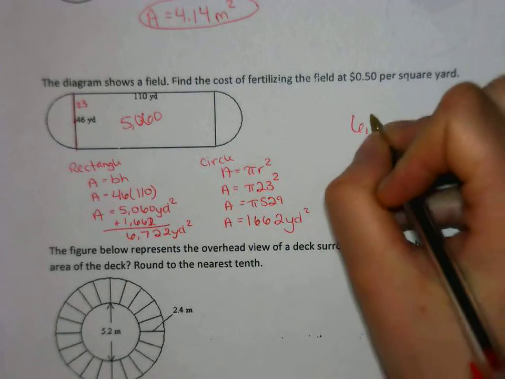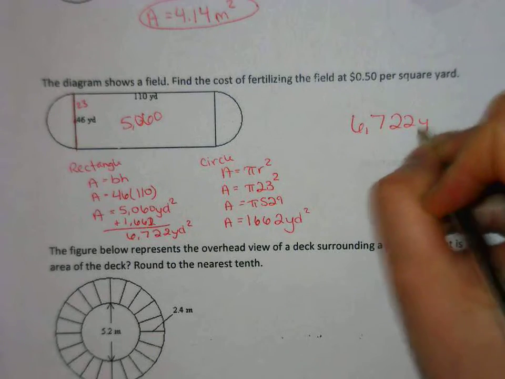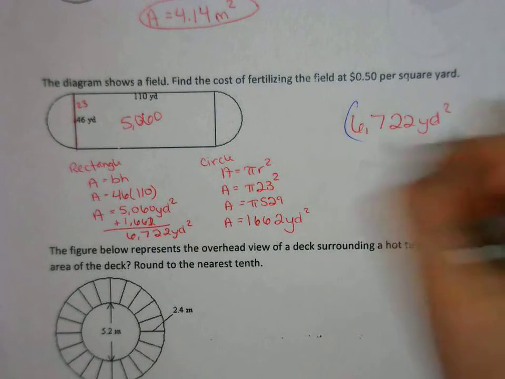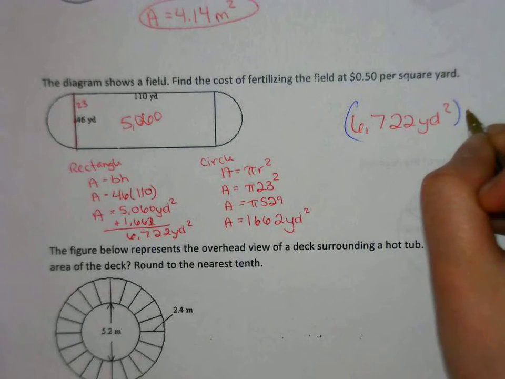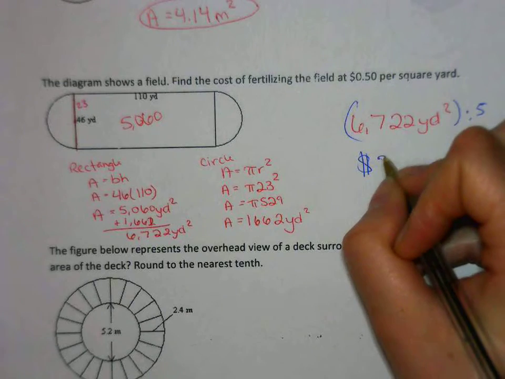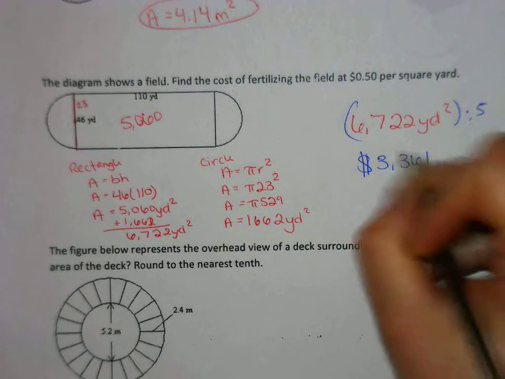So if we know the whole thing is 6,722 yards squared, and it's 50 cents for every square yard, if we multiply this by our 50 cents, the total cost is going to be $3,361.